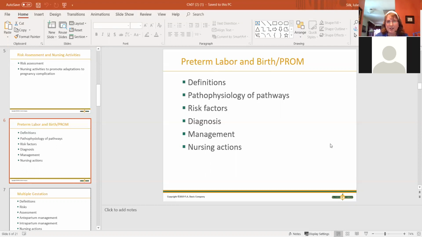The specific medication that we give is betamethasone. Usually it's an IM shot, 12 milligrams every 24 hours for 2 doses. And unfortunately, because it is a steroid, it can make the mother's blood sugar go up. So that's something that you have to watch for.